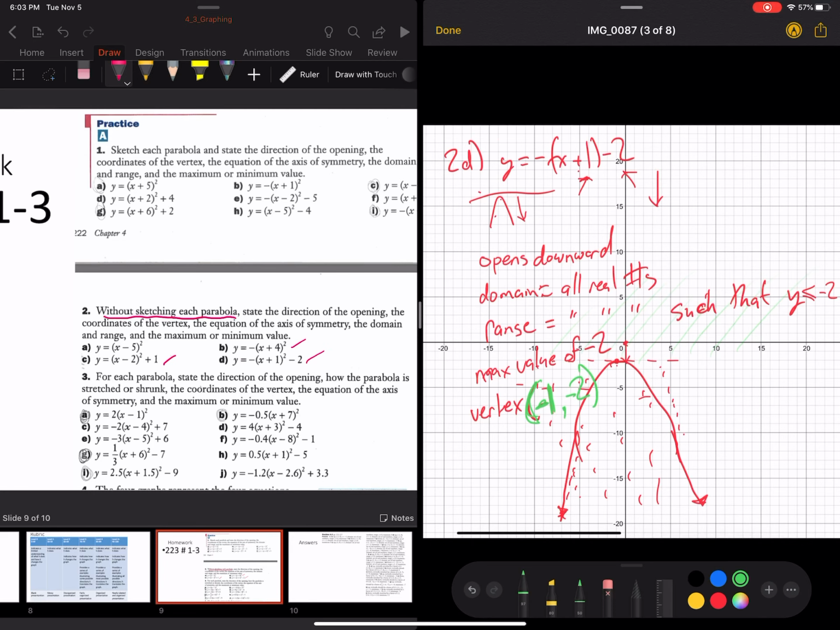And then finally, do I have max, min, domain, range? Oh, axis of symmetry. Axis of symmetry, let's write it here. Axis of symmetry is always right here at the vertex. And this is x equals -1. We get it from right here. X equals -1. And that's it. That's how we do question 2.